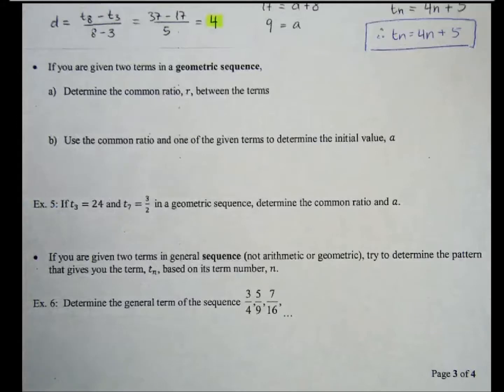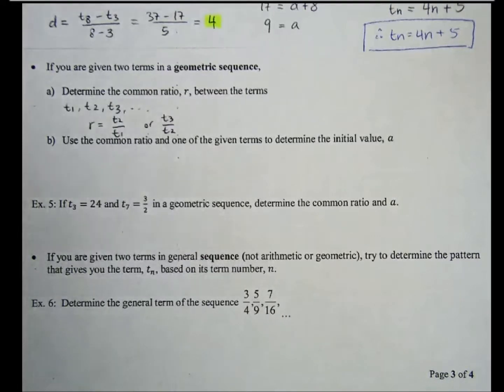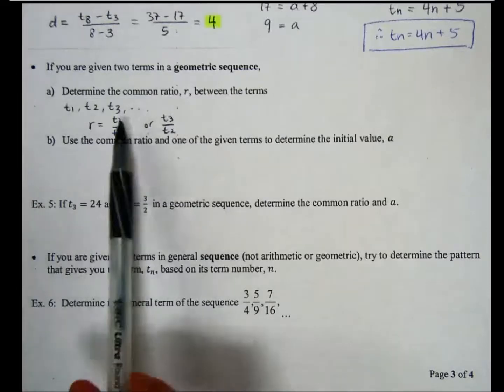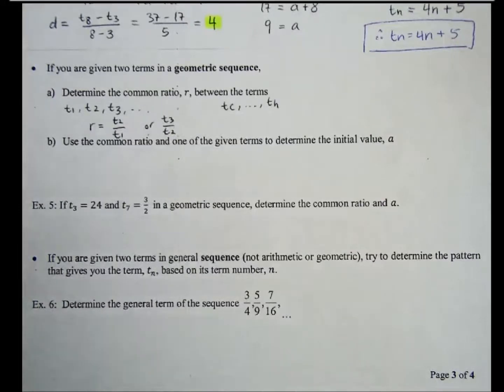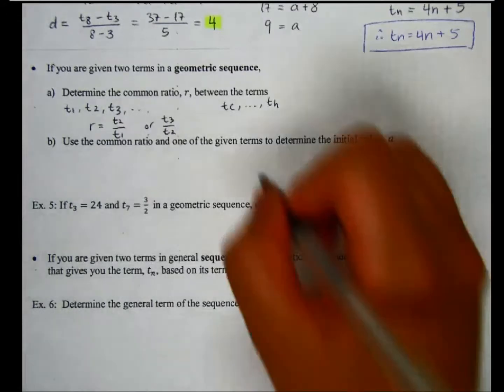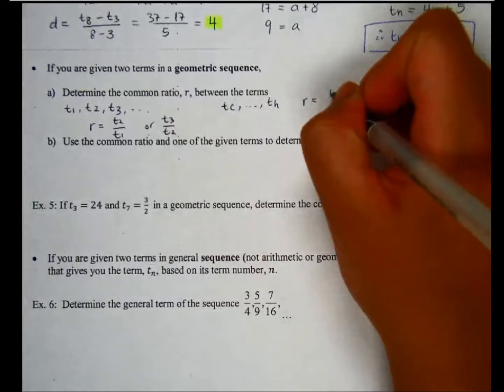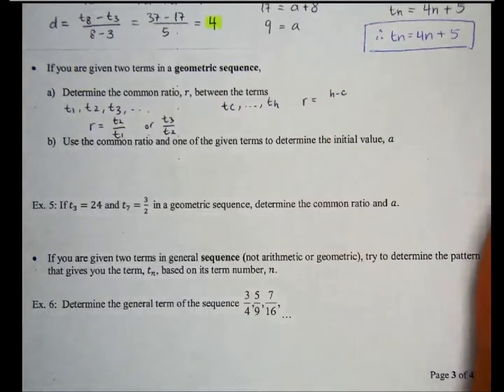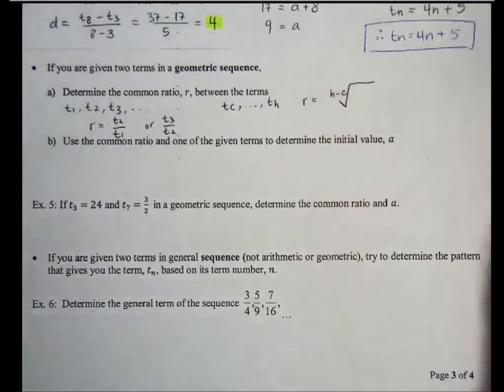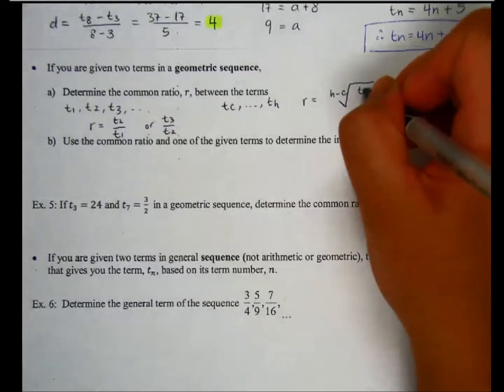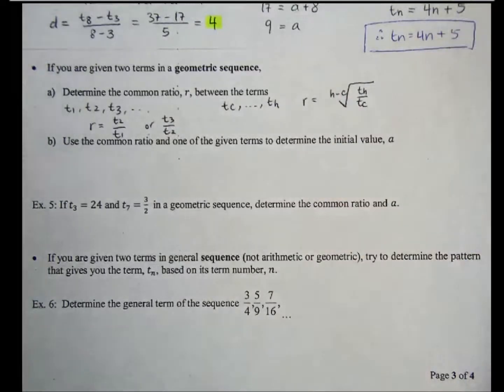The next example, if you're given two terms in a geometric sequence, you want to determine the common ratio r between the terms. If you are given consecutive terms, then really simple, divide the second term by the first term or the third term by the second term. Again, if you are given two terms that are separated, then this is going to require a little bit more work. R is going to equal, now subtract h minus c, because that will tell us the number of steps or skips in between those terms, and take that number and you're going to root the ratio of th divided by tc.